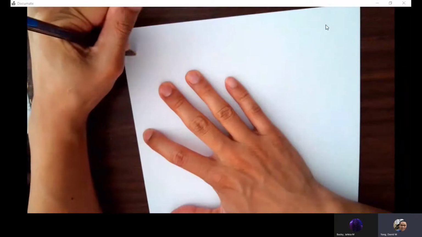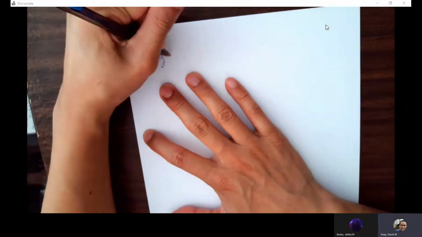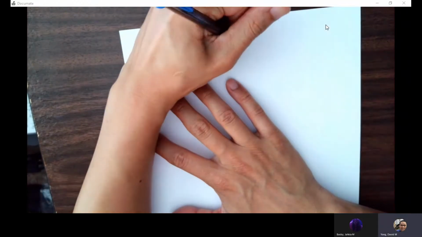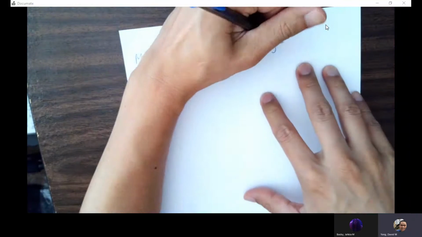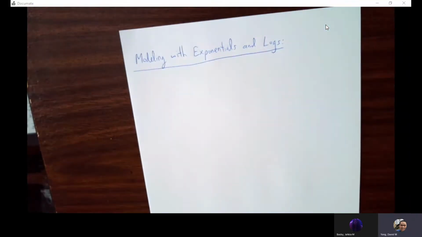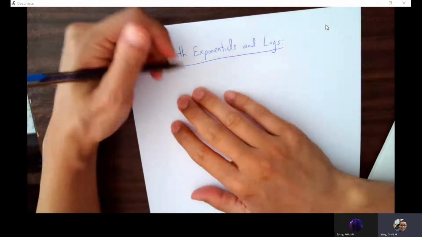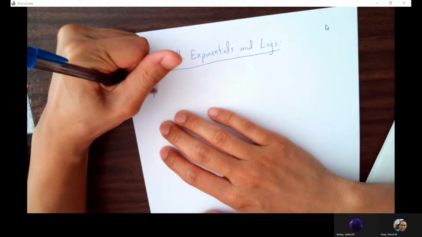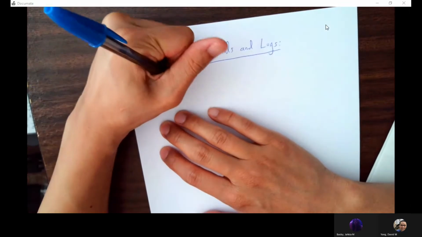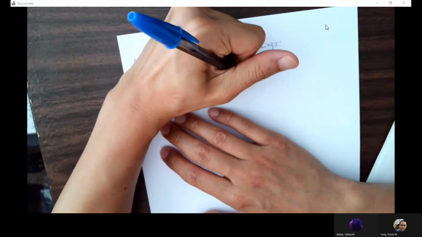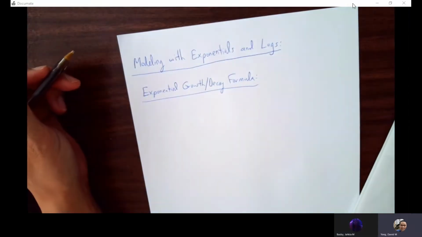Okay, so modeling with exponentials and logs. First thing is just to help you understand this exponential growth formula here. Okay, and it looks like this.